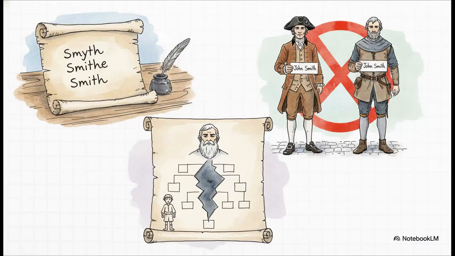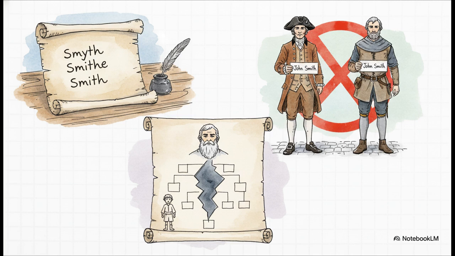Here are a few common assumptions that will absolutely derail your research right out of the gate. First up, expecting consistent spelling. Historical record keepers really just spelled names phonetically, and our ancestors often simplified their own spellings over time. So you definitely want to use wildcards and alternative spellings in your searches.